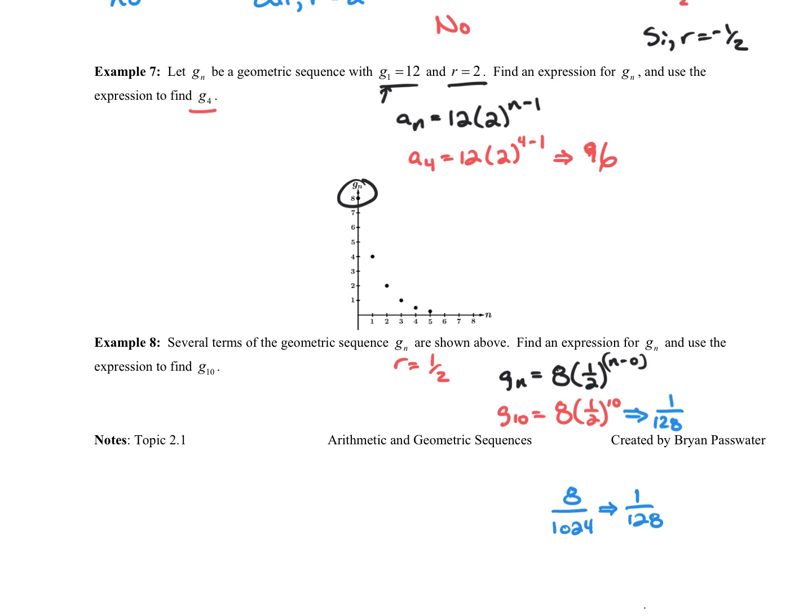And so that's the way to do it. Work with the numerator and denominator separately. This is 2 to the power of 10.